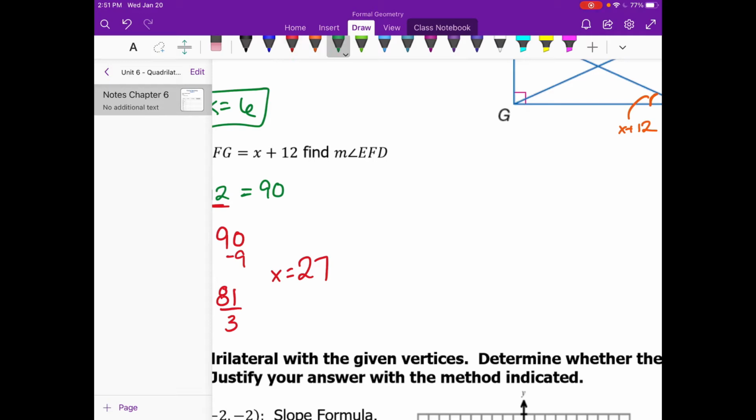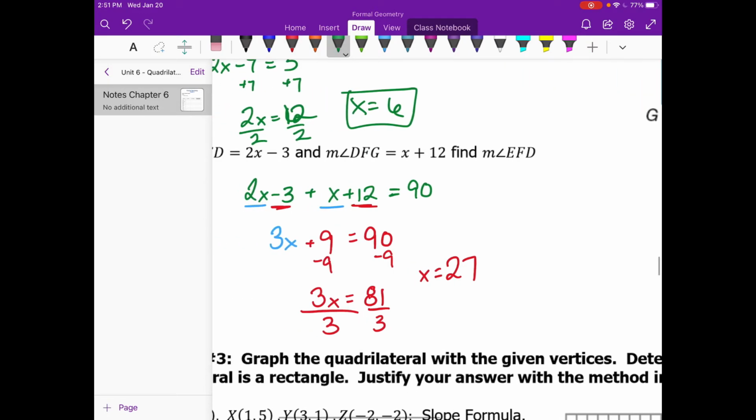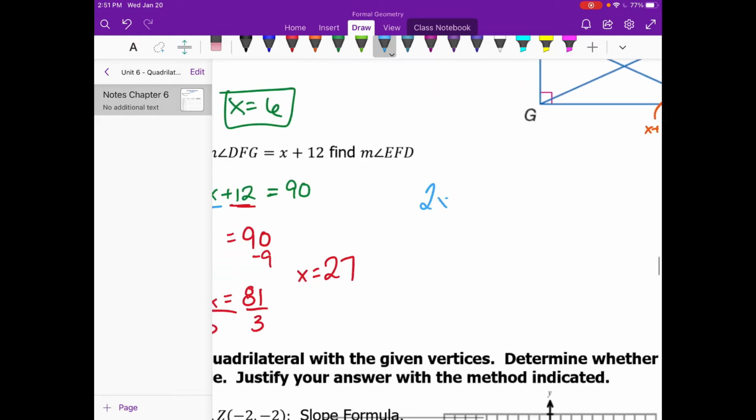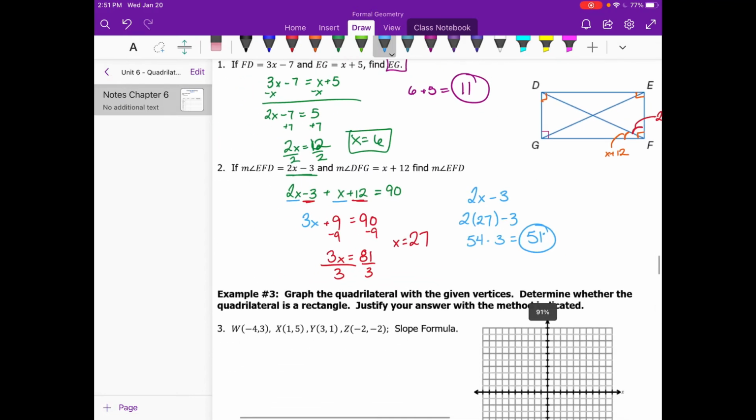Next, we need to find EFD. EFD, remember, is 2x minus 3. So instead of 2x minus 3, I'm going to do 2 times 27 minus 3 because I just found out x is 27. So 2 times 27 is 54 minus 3 is 51. So that angle is 51 degrees.